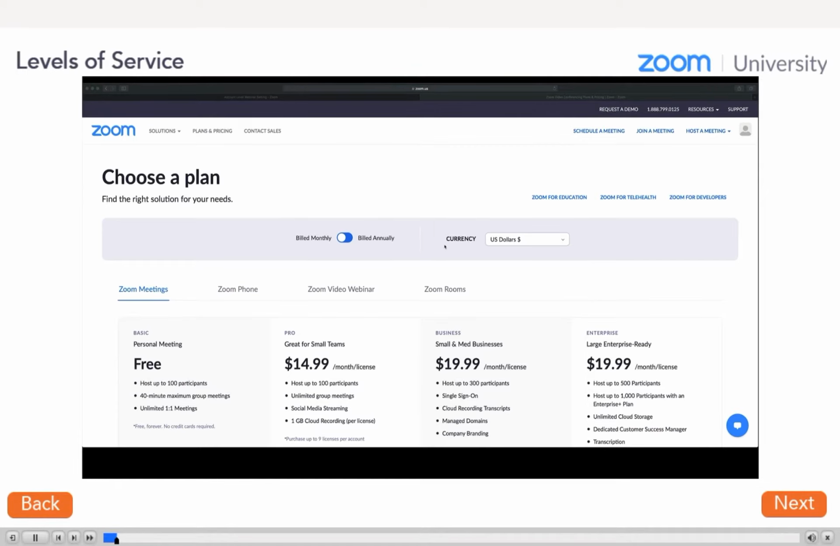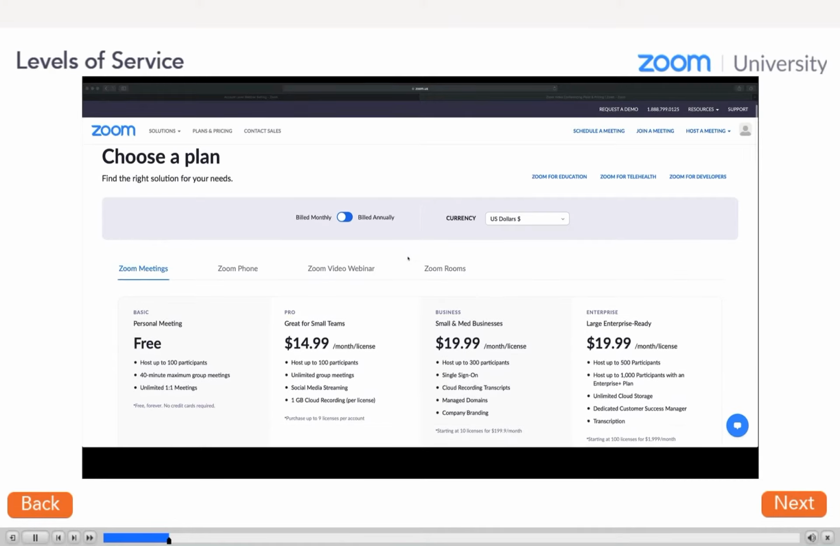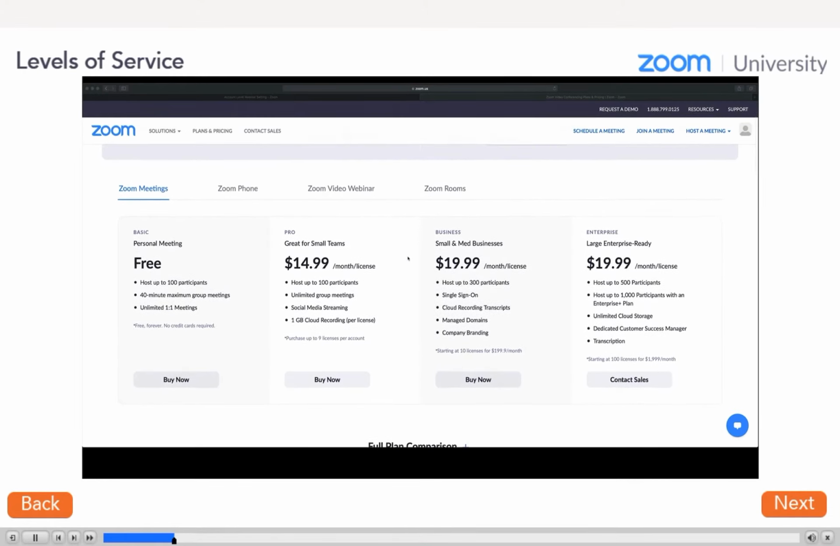Today, we're going to take a look at our levels of service, and to do so, we're going to use the Zoom pricing page at zoom.us/pricing. Note here, you can choose to have the amount as monthly or annually, and here you can change your currency. But what we really want to look at today are the different levels of service.